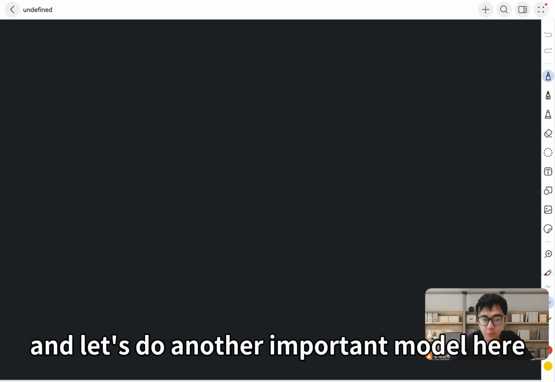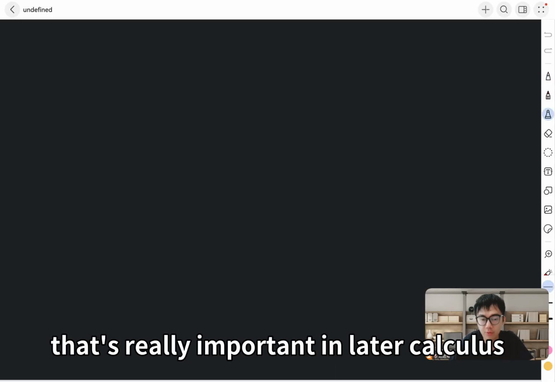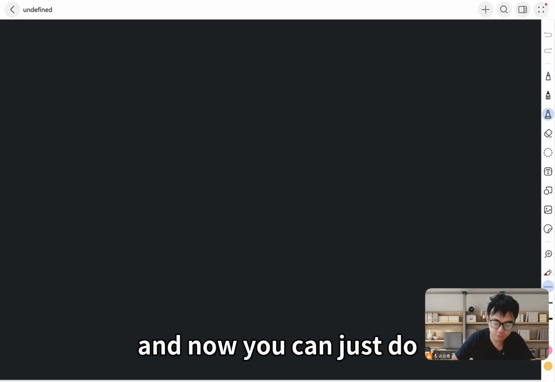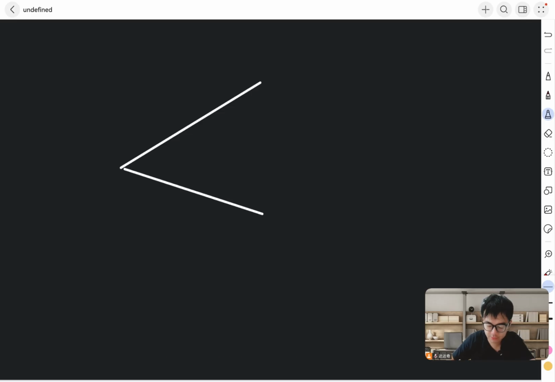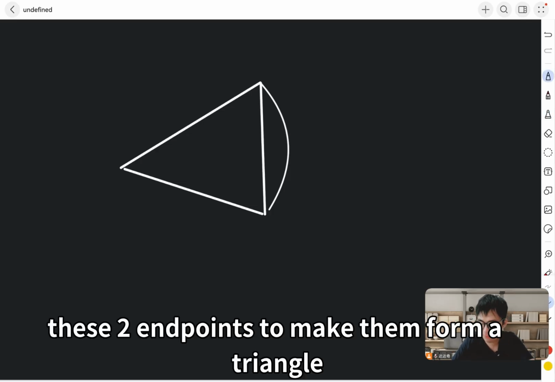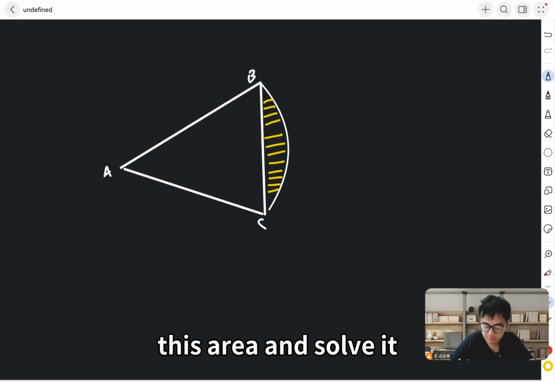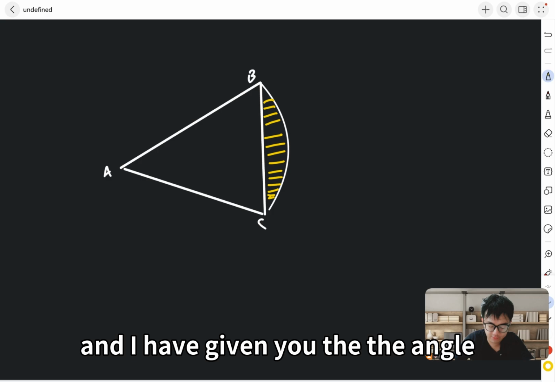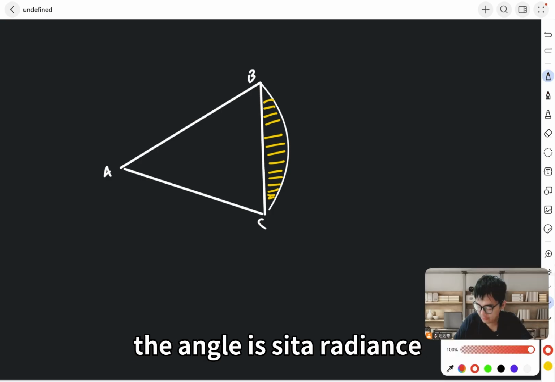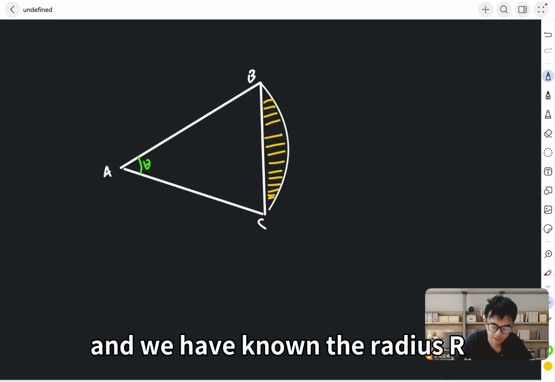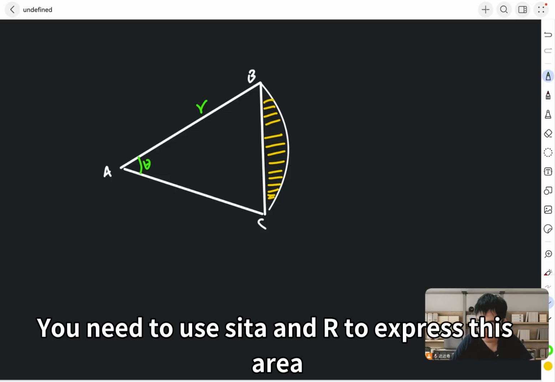Let's do another important model here, which is really important in later calculus. Now you can just do simple calculations. I have given you a sector, but at the same time I'm connecting its two endpoints to form a triangle. I want you to find this area. I have given you the angle, theta radians, and we know the radius r. You need to use theta and r to express this area.